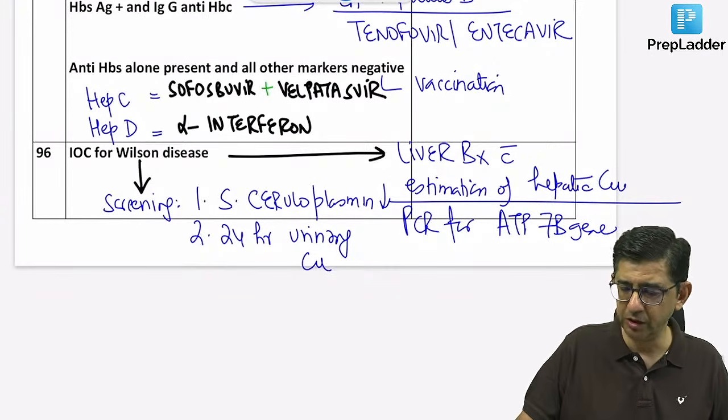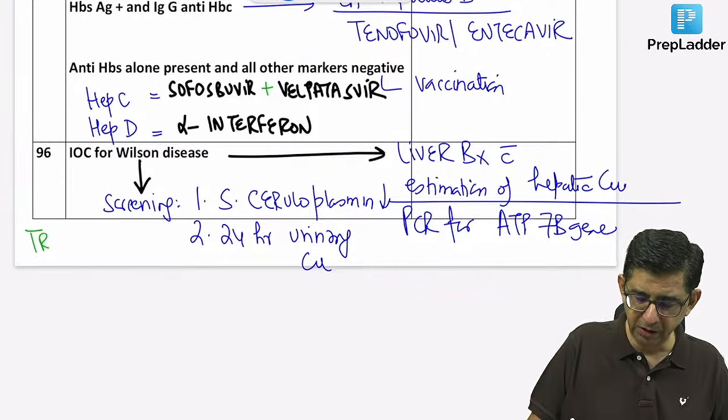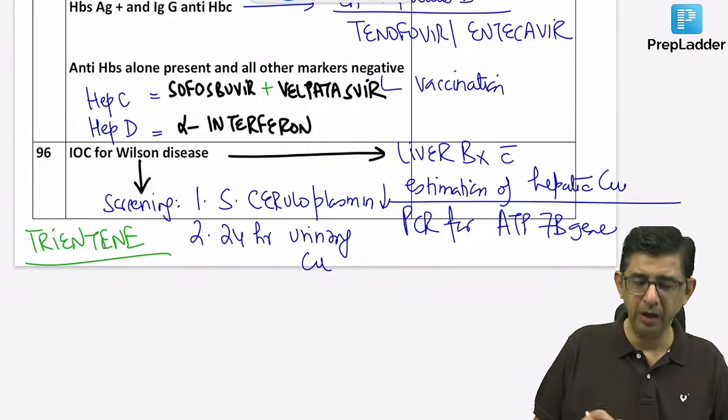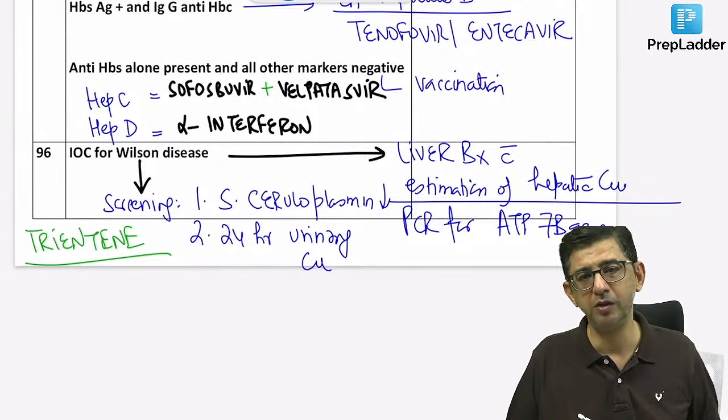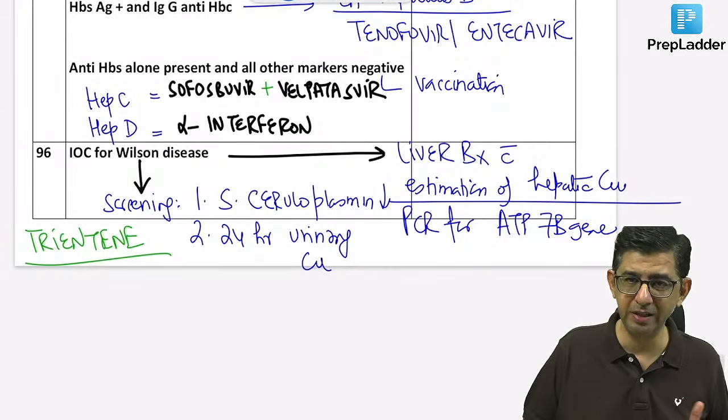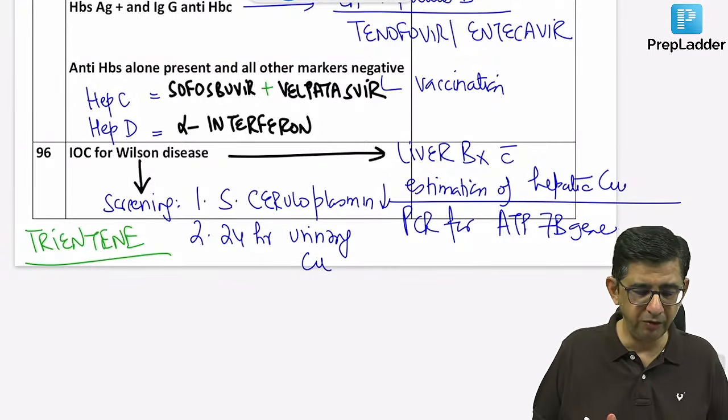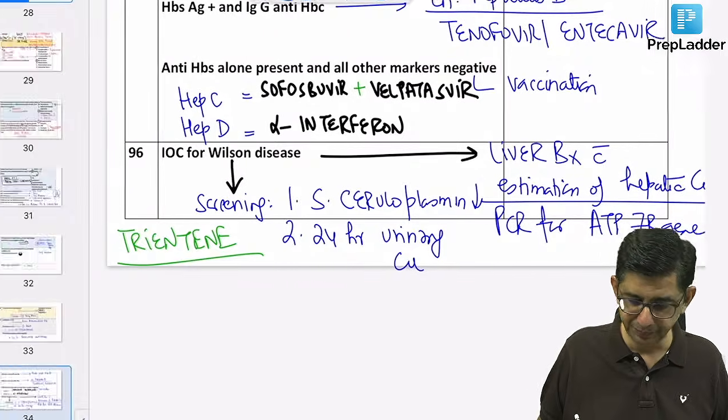The chelating agent that we use for this condition, the first line drug, the chelator of choice, would be trientine. And to decide the need for liver transplantation, we use an index called Nazer's index, which helps us decide the need for liver transplantation in these patients.